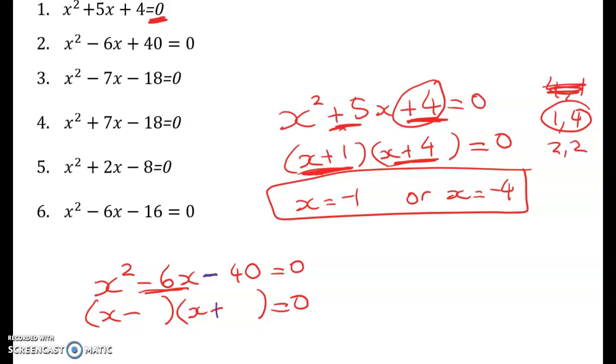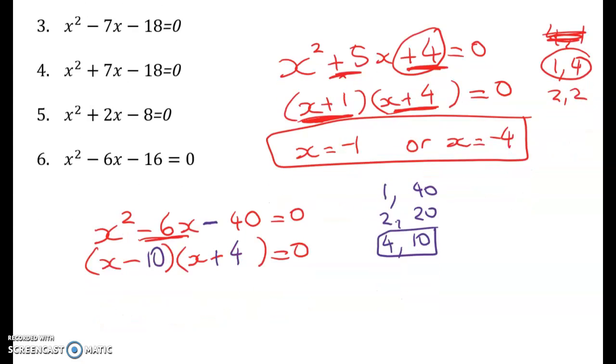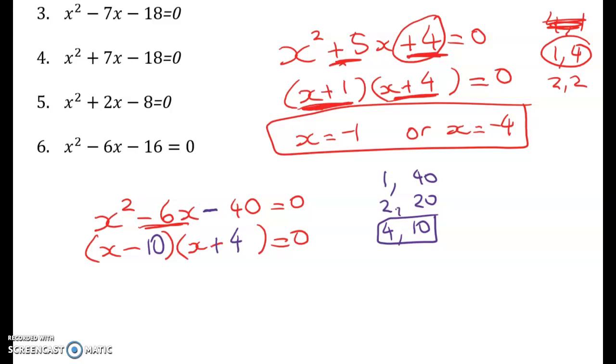Okay, and the factors, there are lots of factor combos here. I've got 1 and 40, 2 and 20, 3 doesn't work, but then I get to 4 and 10, and I can see that the gap there is 6. So that means that if I go x take away 10 and x plus 4, it factorizes correctly. So we have x equals 10 or x equals negative 4. Either this is 0 or this is 0.